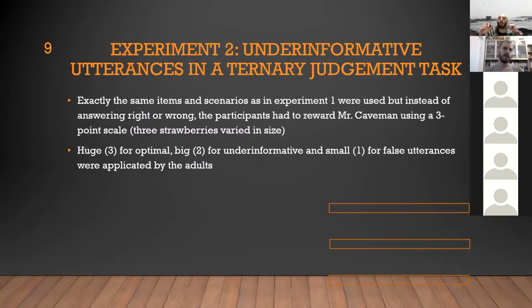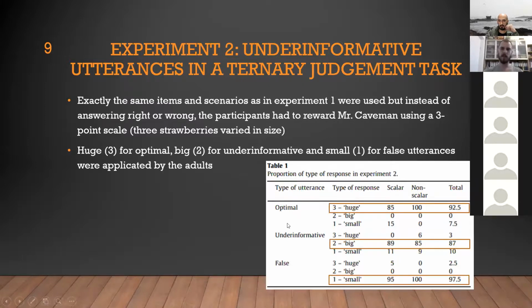They then discussed that the adults instinctively scored as you would expect. They put the huge strawberry for the optimal conditions, so it was the best reward, he was doing right. Then the big one, the middle one, for underinformative, because he was kind of but not completely right, and then a small one for false utterances. And then for the children, they put here a table where you can see that for the false utterances, the children also used the small one most of the time.